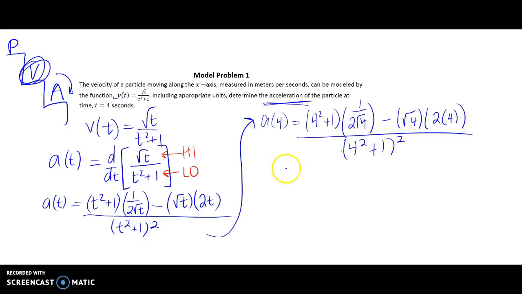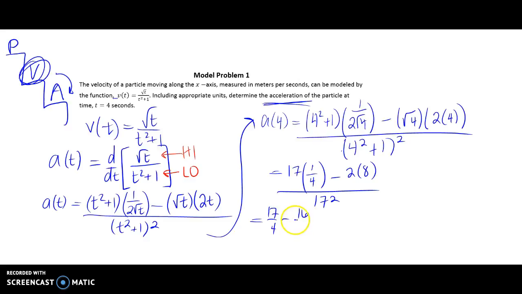But I plugged a 4 in everywhere. So here I'll do some math. 4 squared plus 1 is 17. 1 over 2 square roots of 4 is 1/4. Minus 2 times 8. All over 17 squared. From here I have 17/4 minus 16 over 1, all over 289.